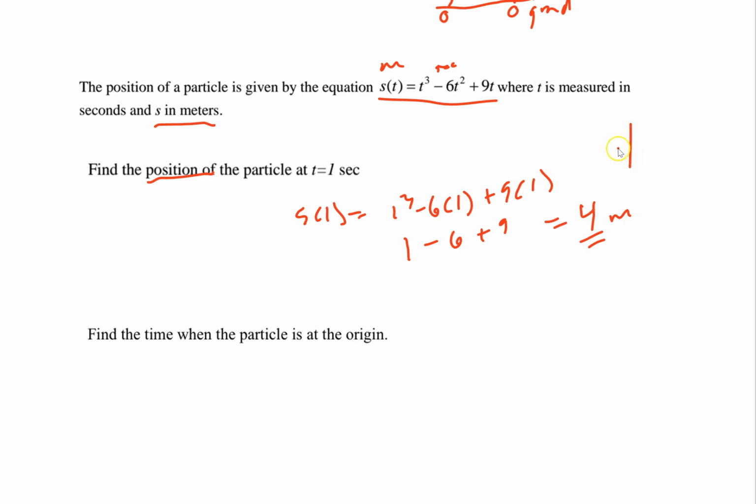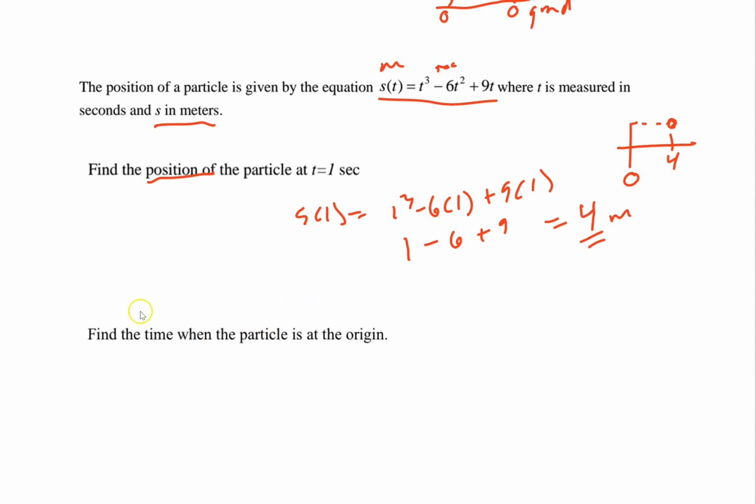All that means is that we're 4 to the right of the origin. So the origin is right here, wherever you started, and then you're 4 meters to the right. You're right there. So that's what it means in context. At 1 second you're at 4 meters to the right.